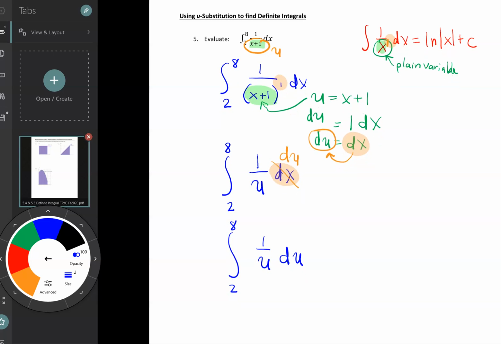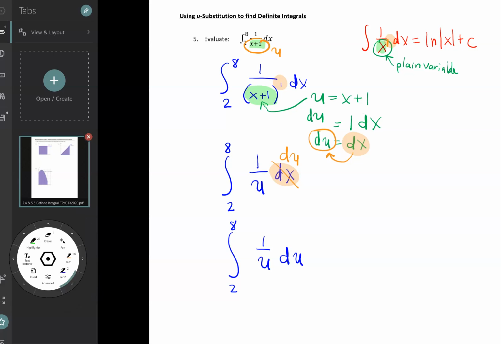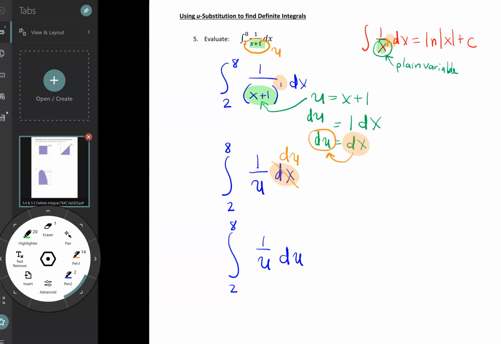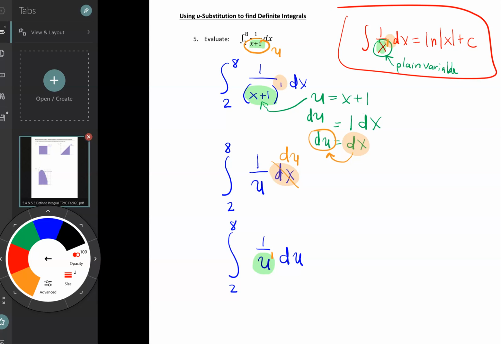Now, here's the deal with this. We're set up to do the rule, right? Let's just double check. Do I have 1 over a plain variable? Yes. Is the exponent an understood 1? Yes. Can I use this rule? Yes. So let's use the rule. So that would be the natural log of u.